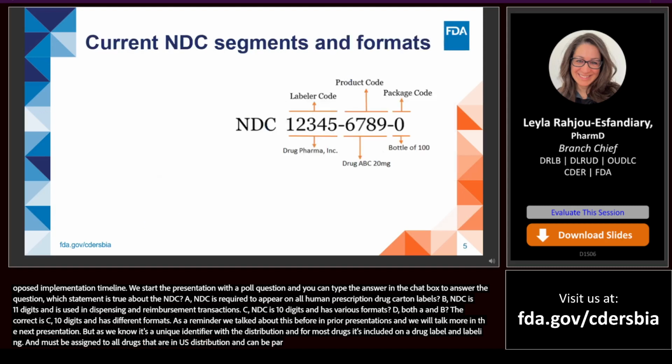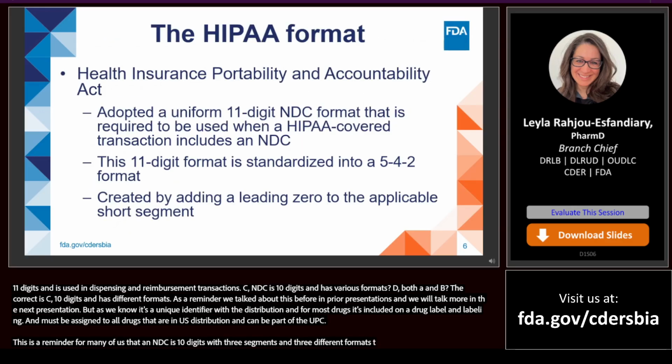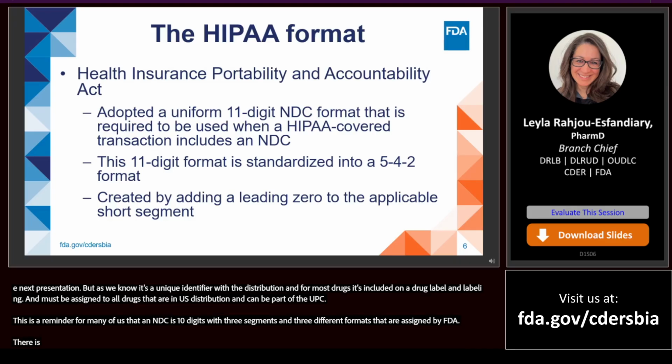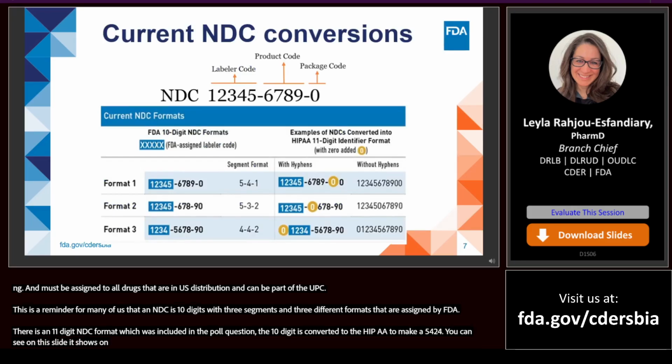This, again, is a reminder for many of us that NDC is 10 digits. It has 3 segments, and it has 3 different formats that are assigned by FDA. So there is actually an 11-digit NDC format, which was included in the poll question. An FDA-assigned 10-digit NDC is converted to the HIPAA standardized 11-digit NDC format by adding a leading 0 to the applicable short segment to make a 542 format. As you can see on this slide, it shows on the left side the 3 different NDC formats that are switched to the HIPAA 11-digit format on the right.